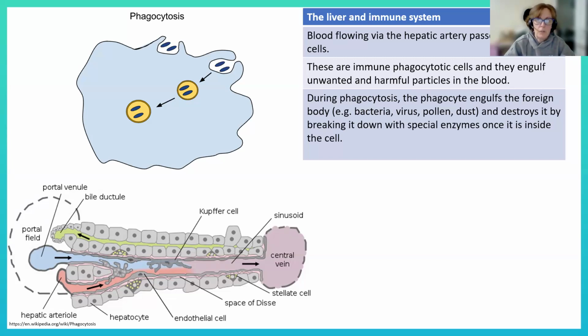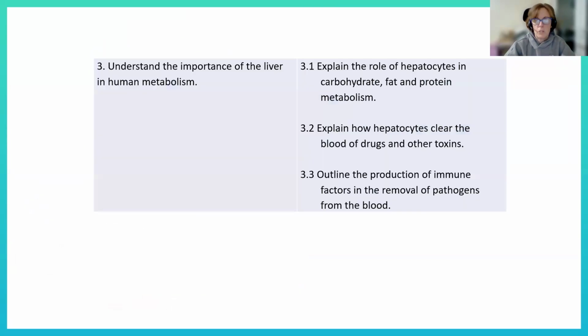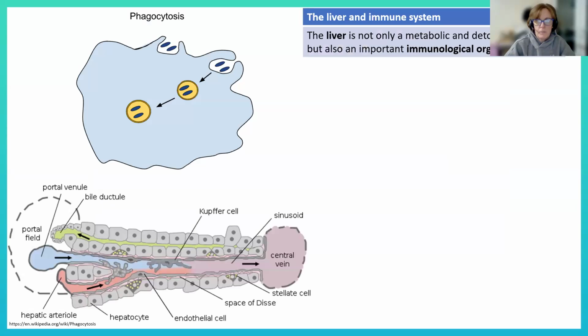So this immune system role of the liver is really important because of its place as the first place that the blood goes to once it's got to the small intestine. So we have had a look at the role of hepatocytes in carbohydrate, fat, and protein metabolism. And we're going to have a look at how the immune system factors in now.